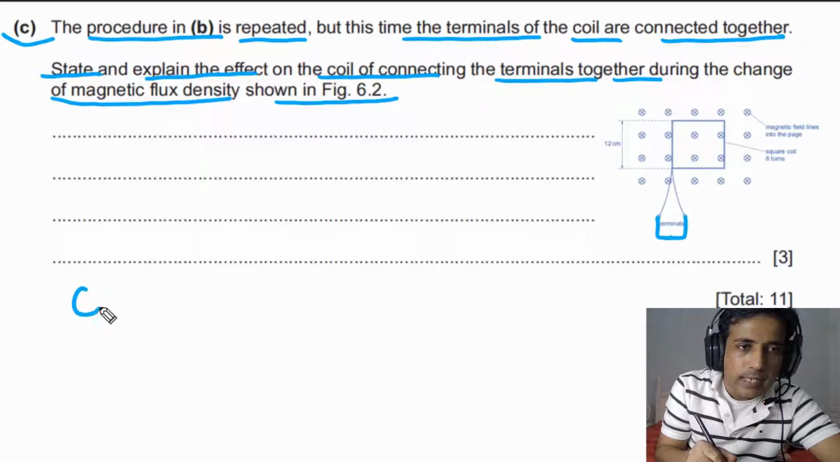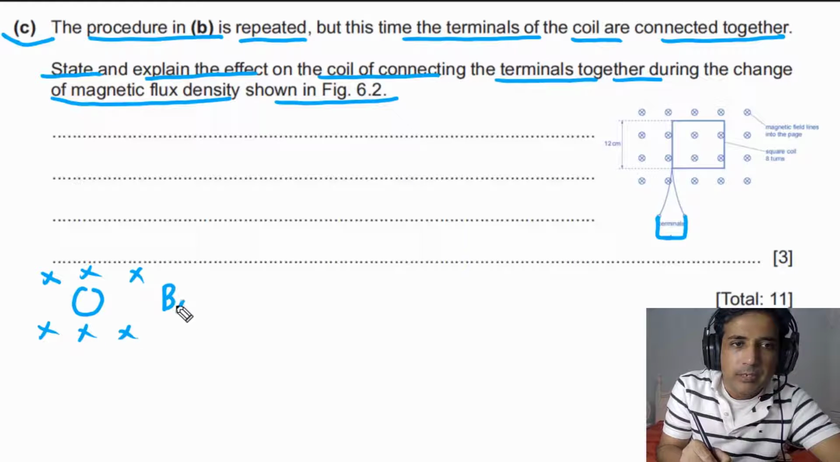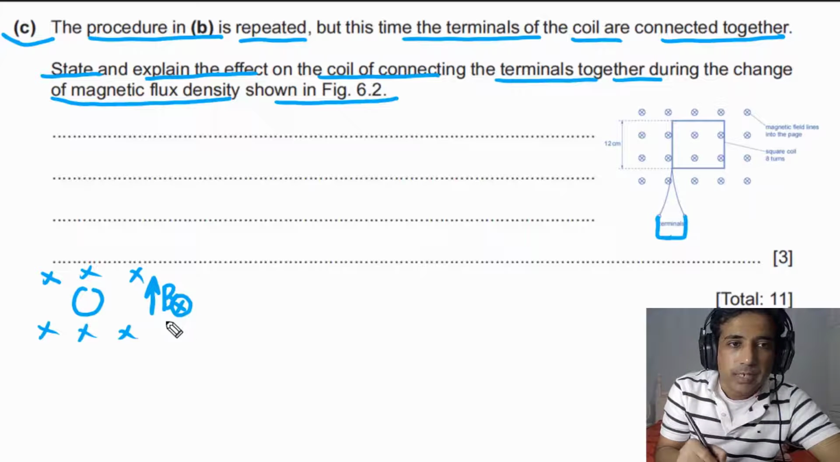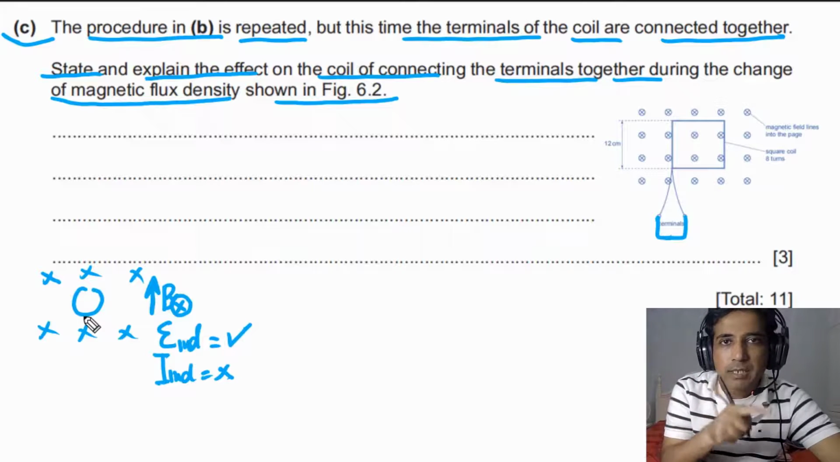Imagine that we have one ring, but this is not a complete ring. If we place this inside a changing magnetic field, and the external magnetic field is into the page, and for this question the magnetic field is increasing with time, then if the ring is not a complete circle, only EMF will be induced, but the induced current will be equal to 0. It means no current will flow in this ring if the ring is not a complete circle.